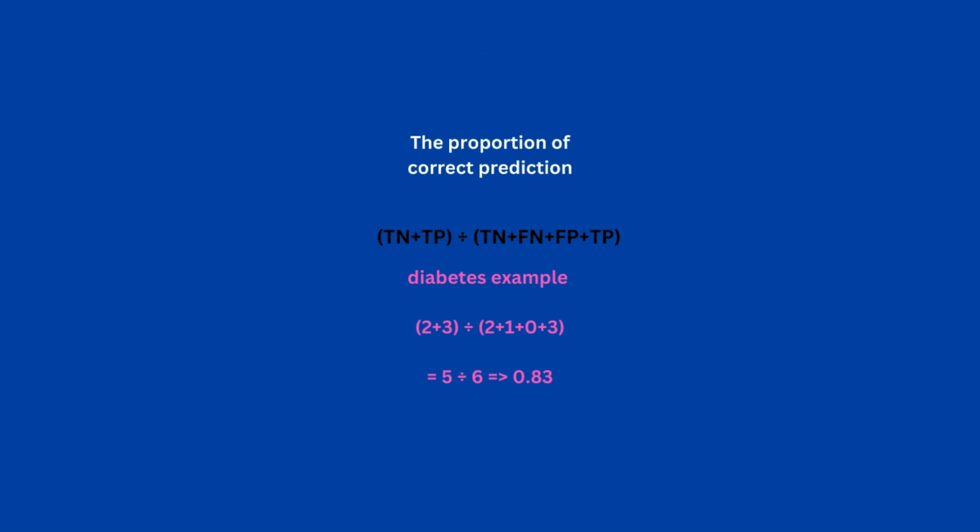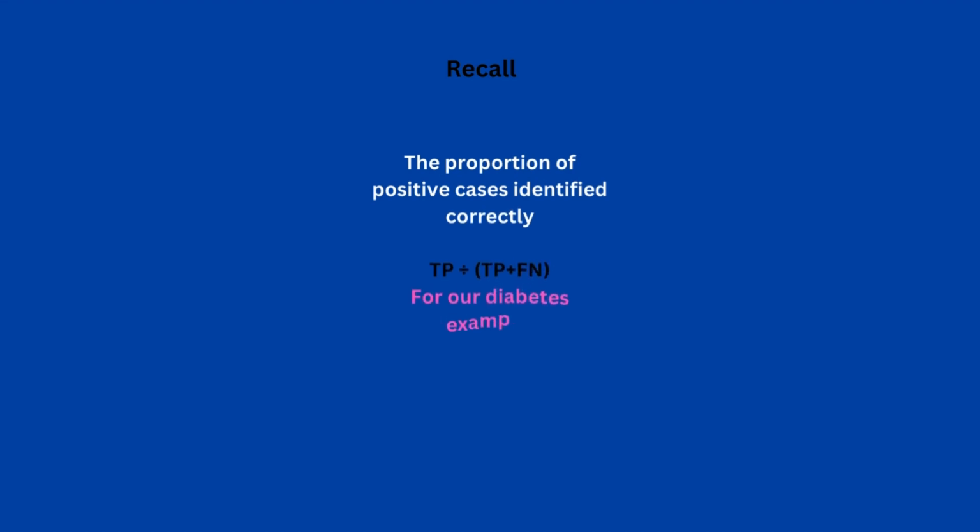Now, coming to the recall, it is the proportion of positive cases correctly identified by the model. So now when we apply values from the matrix, we get the result as 0.75. That is 75% of the patients have diabetes.